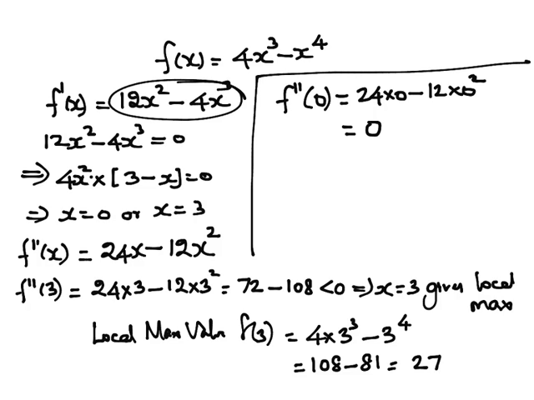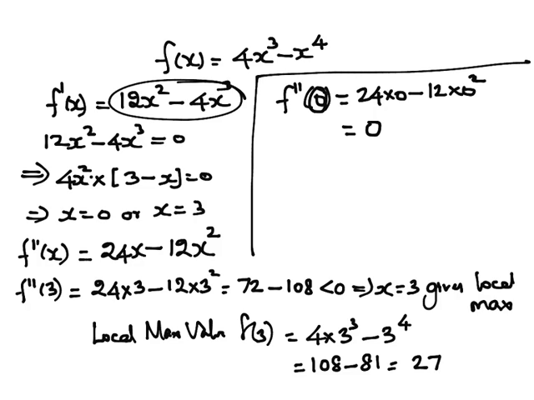Okay, then how do we find out whether the stationary point 0 will give me local maxima or minima, or whether it will give me a point of inflection? Now in this case, we say that the second derivative test fails. Okay, we can actually use the first derivative.